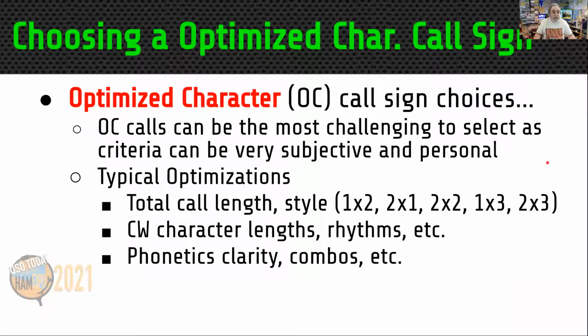Optimal character call sign choices can be the most challenging to select. Typical optimizations: total length of the call sign. 1x2s, of course, are very desirable. 2x1s have the same length but are not traditional in format, so sometimes they may be confused. 2x2s are a good option when 1x2s and 2x1s are not available. 1x3s again are shorter, and finally 2x3s are the longest type of call sign. CW character lengths, rhythms, etc.: ending in certain dits or dahs might be advantageous or cause disadvantage. On phone, phonetic clarity, combos of letters that go together well phonetically, etc.